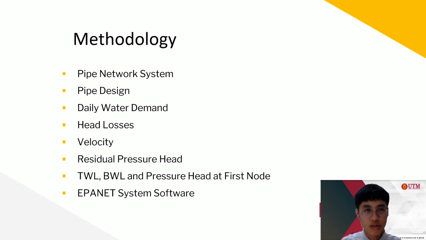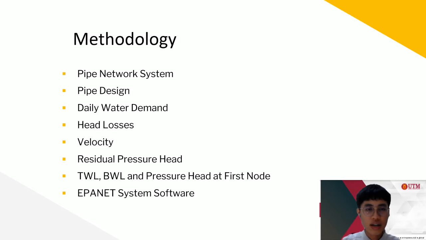And also the velocity must not be less than 0.3 meters per second in order to reduce deposition of sediment, and not exceed 2 meters per second to avoid erosion of the pipeline. The residual pressure at each node shall not be lower than 7.5 meters based on SPAN guidelines. The calculation of pressure head at the first node is carried out by using the Bernoulli equation.